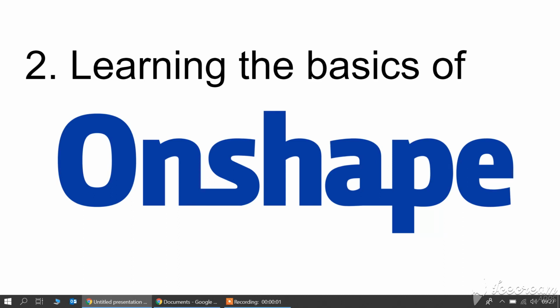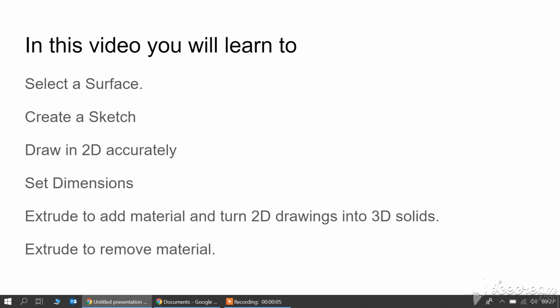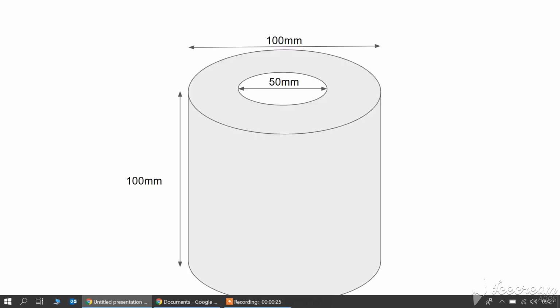Okay, welcome to lesson two on learning the basics of Onshape. In this lesson, we're going to learn how to select a surface, create a sketch, draw in 2D accurately, set dimensions, extrude to add material. Don't worry if you don't know what that word is, you'll soon learn. And we're going to be turning 2D shapes into 3D solids and extrude to remove material as well. This is the shape that we're going to try and create.